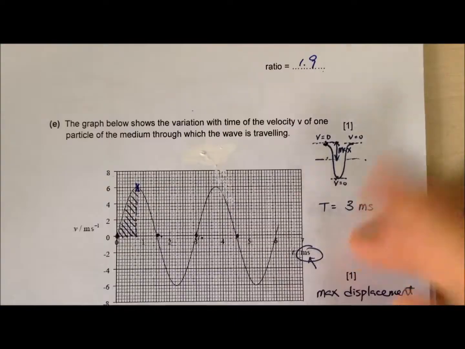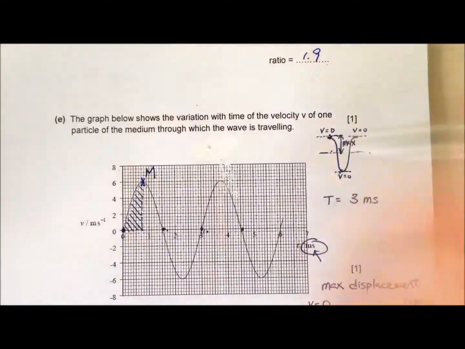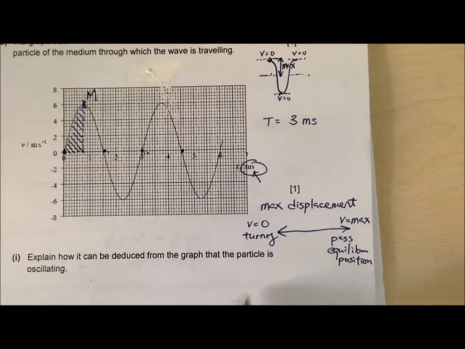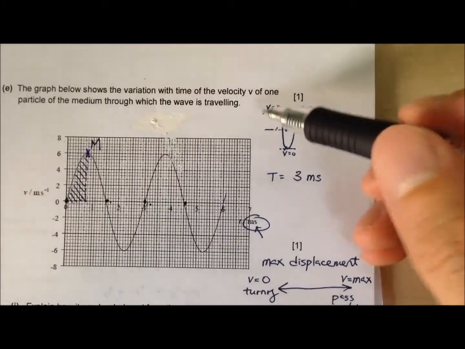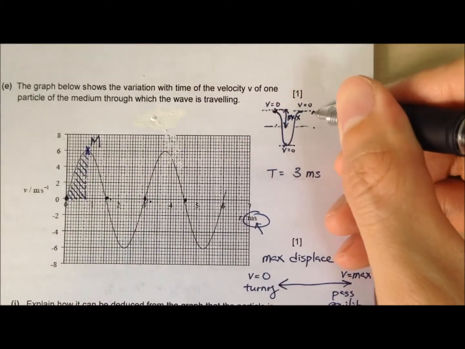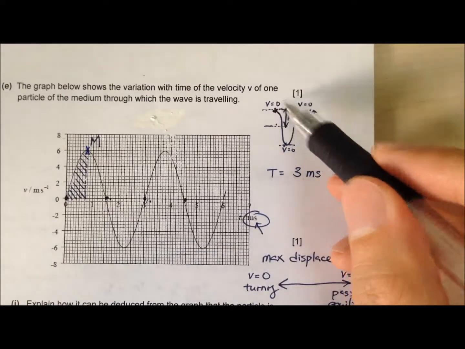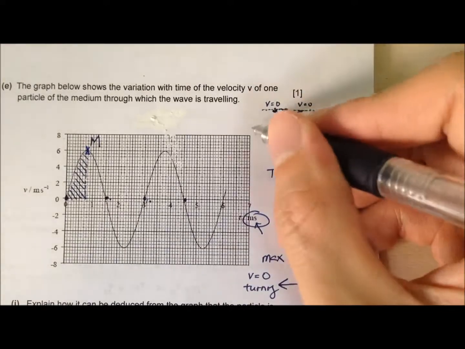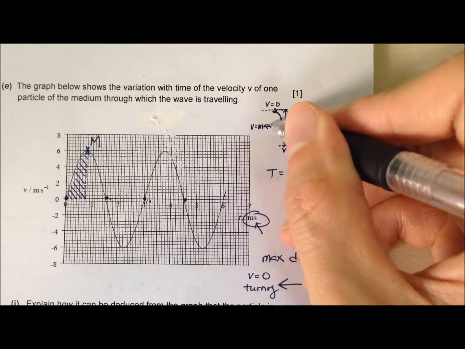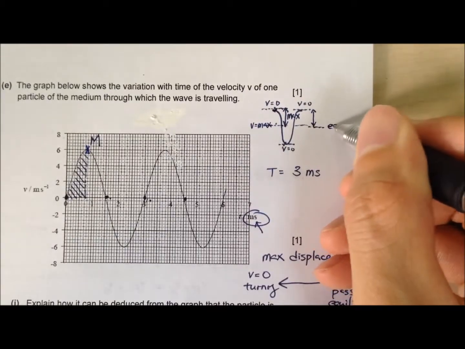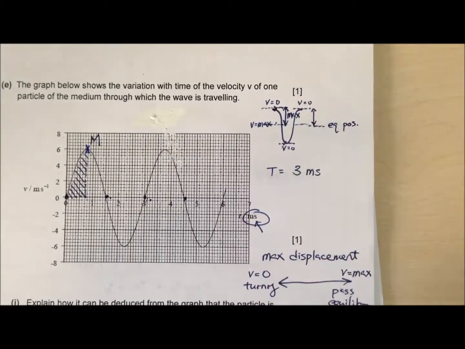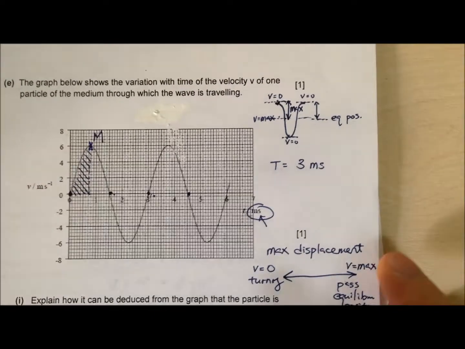Okay, so is this your M or X? M. So mark this with an M. And the reason is you have to define the maximum displacement. Maximum displacement is from here to here. So it is when V equals to 0 all the way to V equals to max. This line here is V equals to max. This line here is also the equilibrium position. Okay, so you need to have that concept.